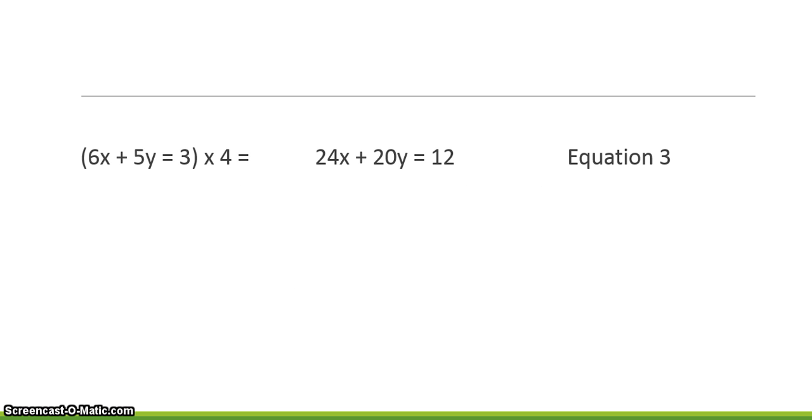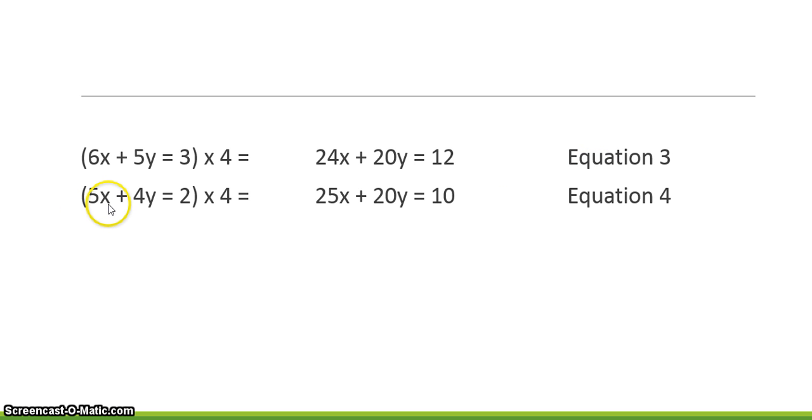So this is how it looks. Here is my original equation 1. I multiply it by 4. I get 24x plus 20y equals 12. I'll call that equation 3.